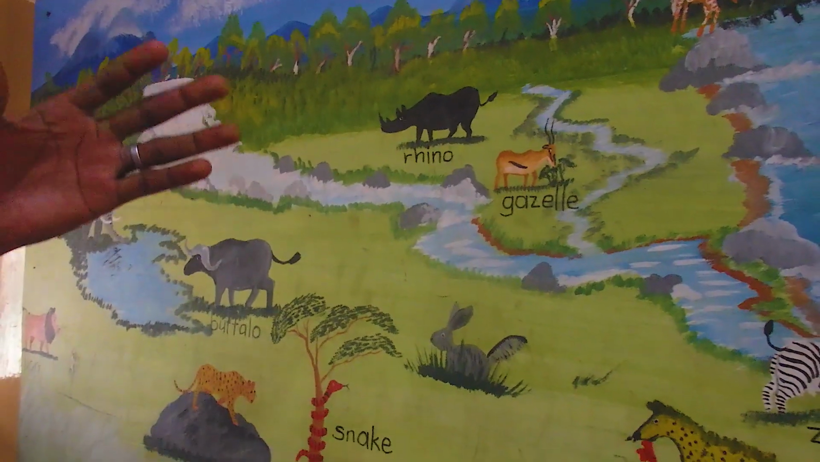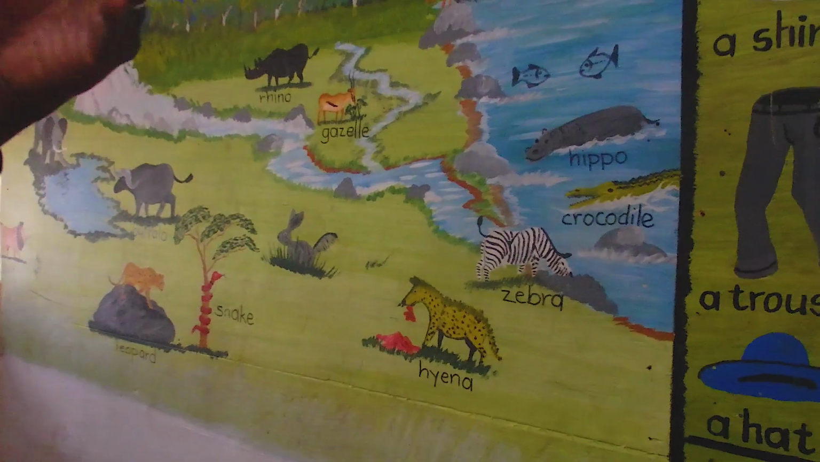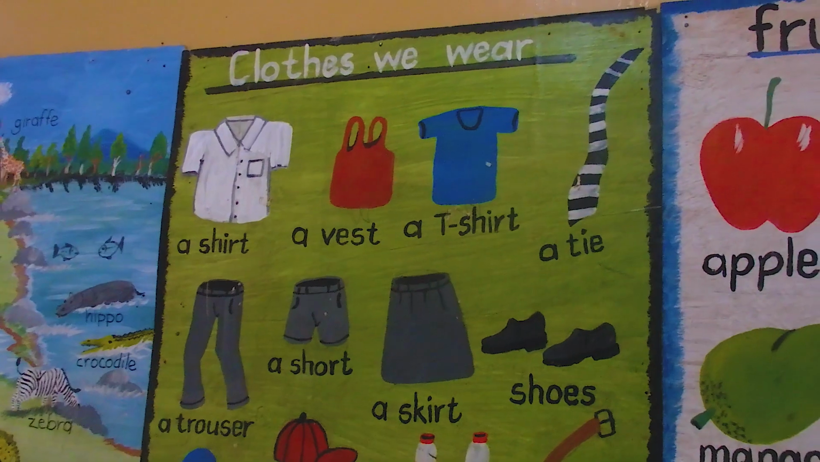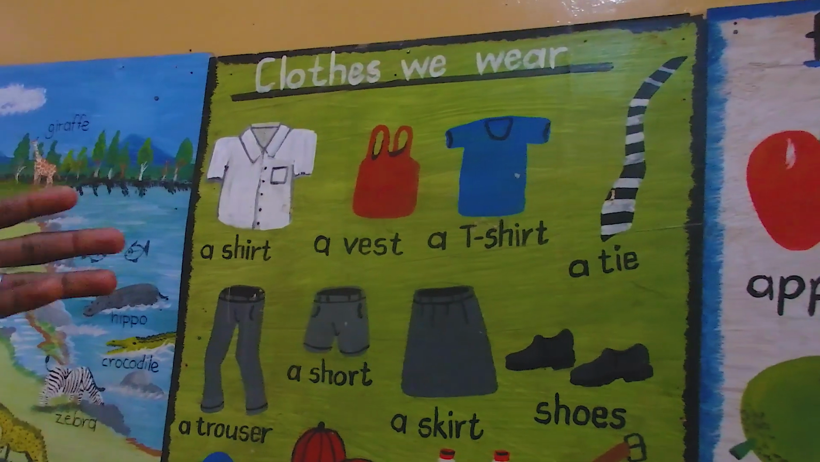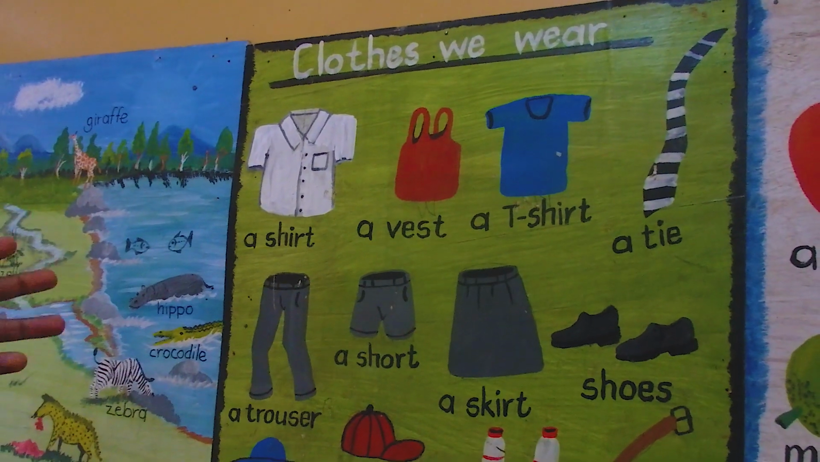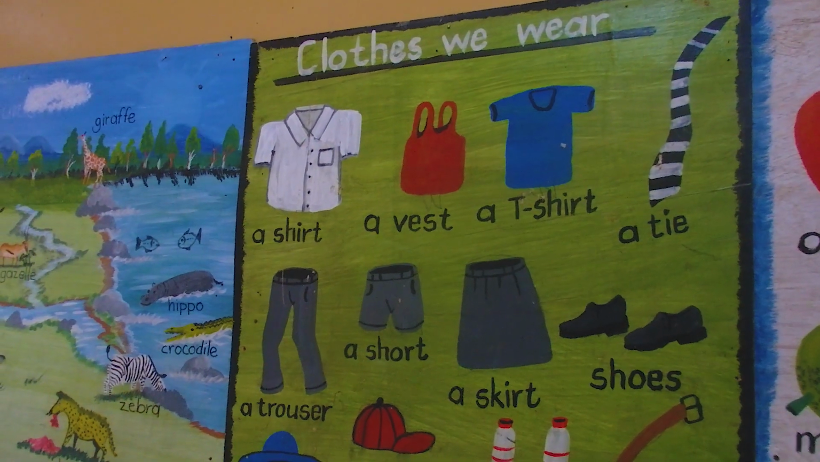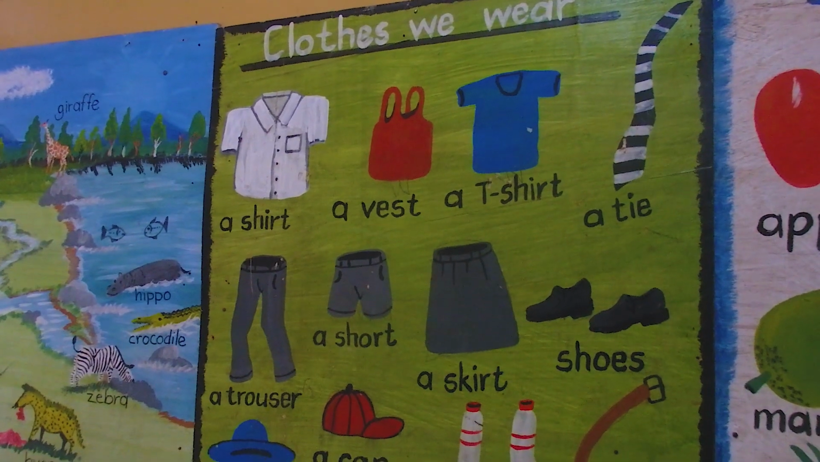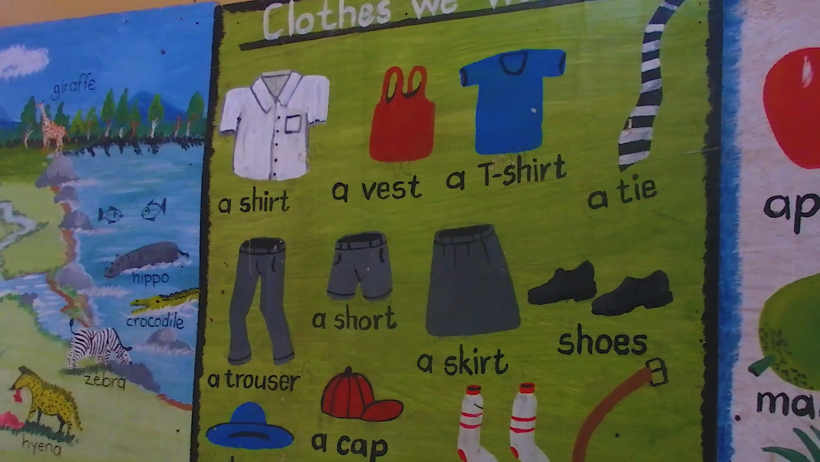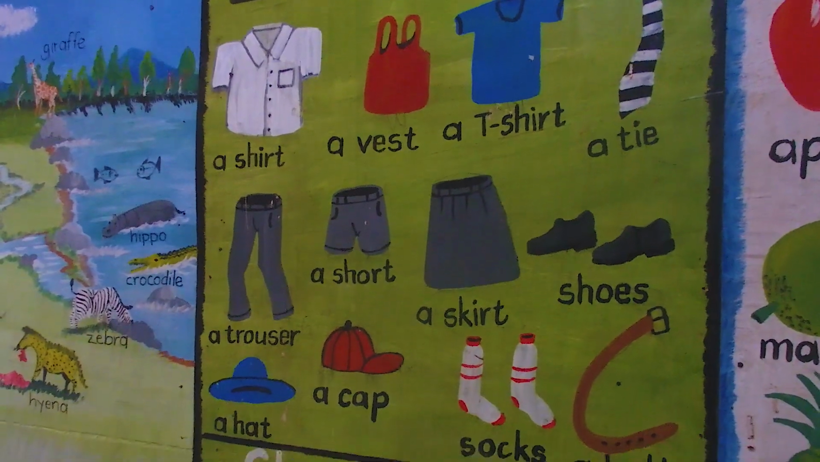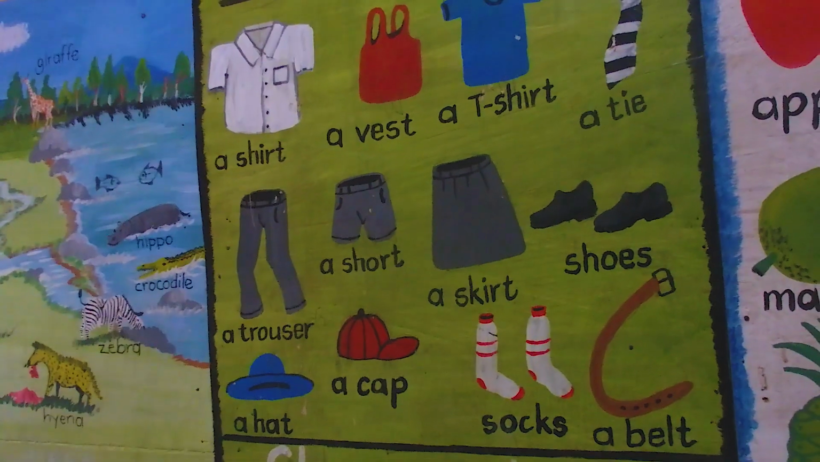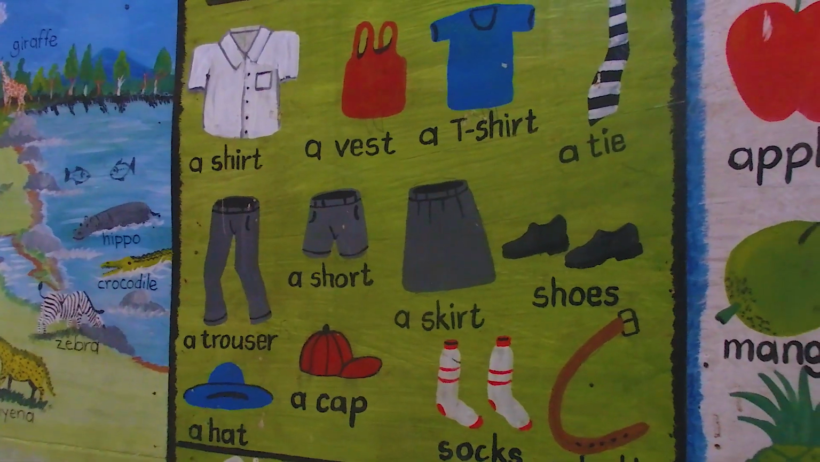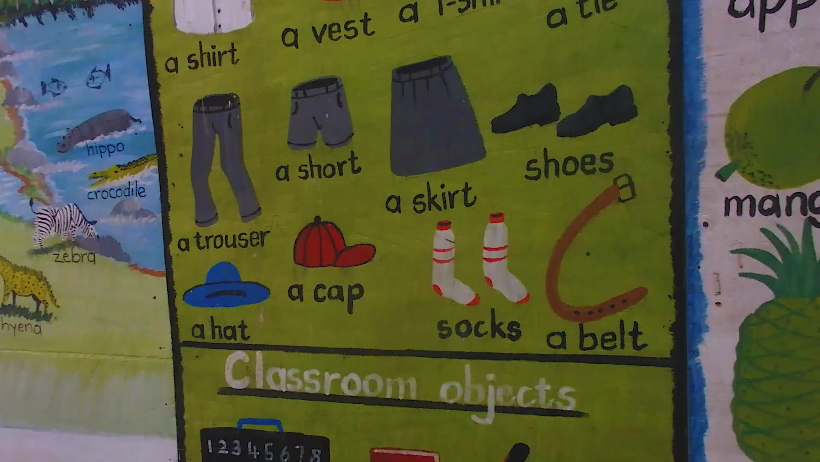Okay, now let me move you from there to the other part, the clothes we wear. This is where children learn about different kinds of clothes we wear, and every season or weather. So they learn more about the clothes. Though they are not all here, but some, these are just representing the other clothes. So let's move down here.